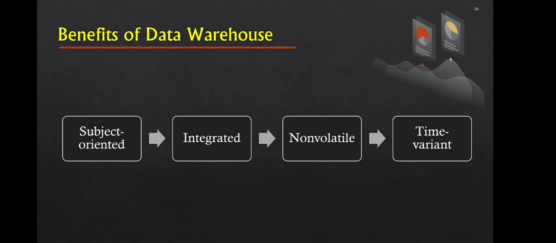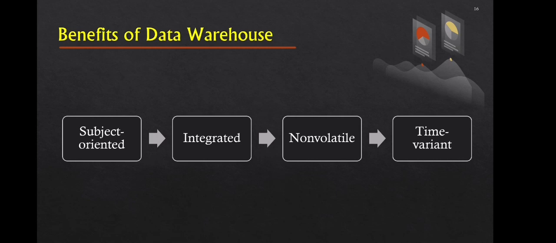Now, here are the benefits of data warehouse. A data warehouse provides organizations with the overall and unique benefit of allowing them to analyze large amounts of variant data and extract significant value from it while also keeping a historical record. Our data warehouse has four distinguishing features. As you have seen here, we have the subject-oriented, integrated, non-volatile, and the time variant.